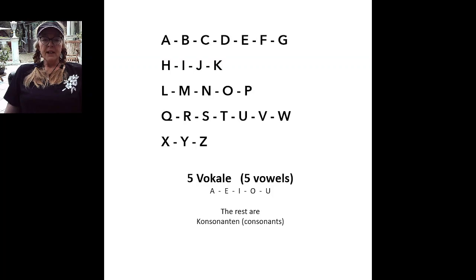We have 5 vowels in the alphabet, which are A, E, I, O, U. And all the other letters are consonants. Let's look at the next slide.